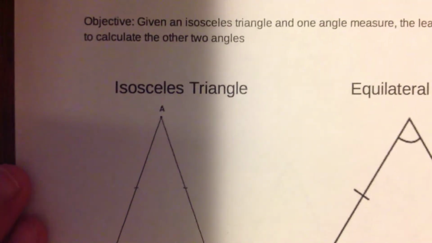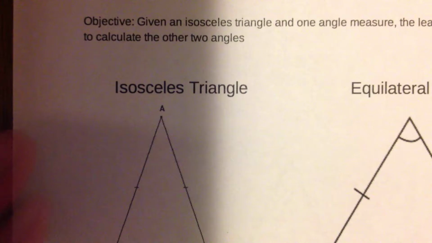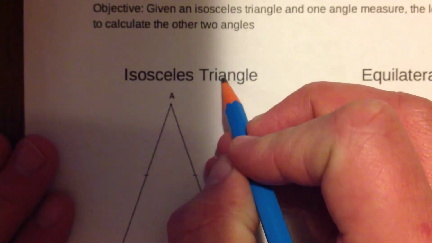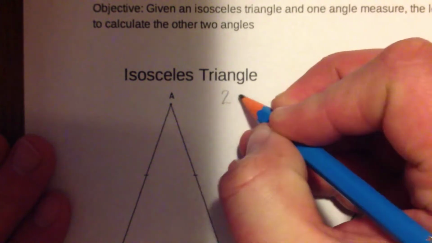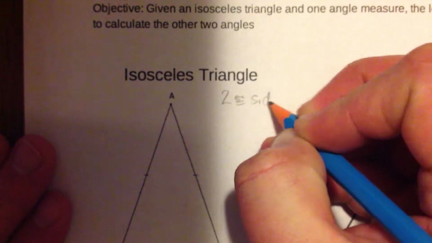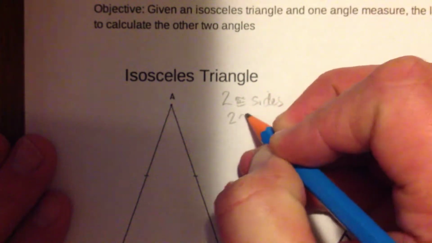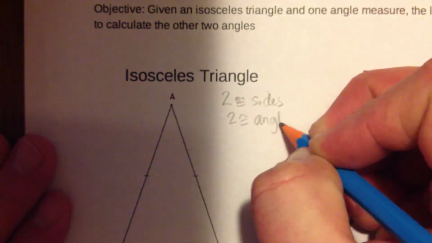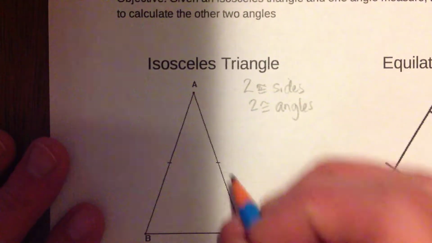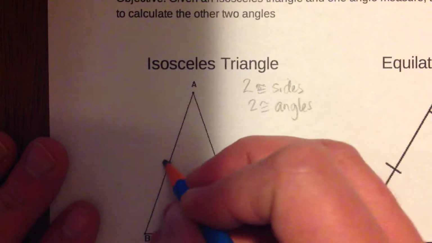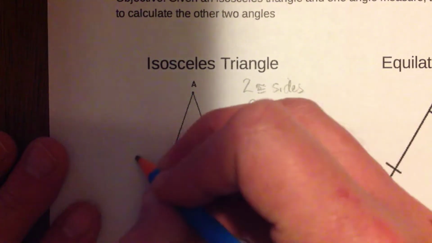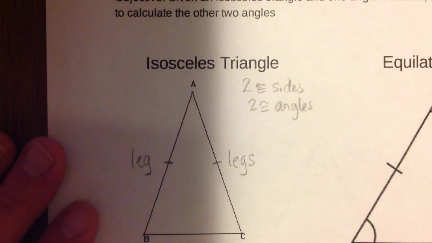So first, let's talk about what an isosceles triangle and an equilateral triangle are. The first thing to know about an isosceles triangle is that they have two congruent sides and two congruent angles. Here, the congruent sides are marked. These are actually called your legs.